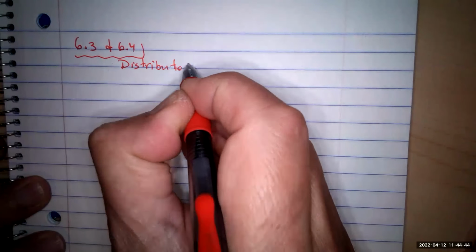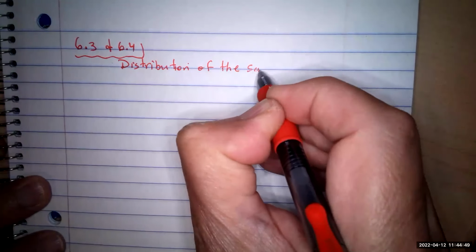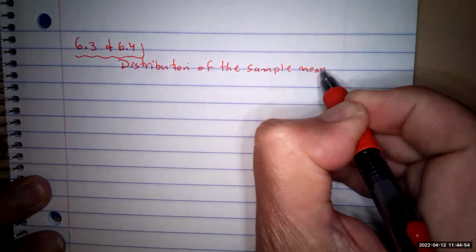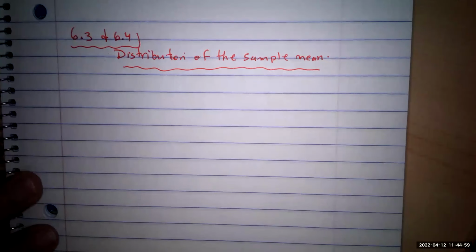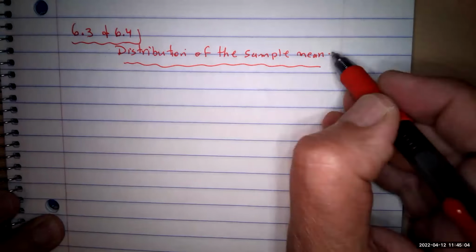The idea is what they call the distribution of a sample mean. We're going to introduce a new distribution, a new function if you like. The probability function is going to be the distribution of the sample mean, or means. There are different ways to express this one. The sampling distribution of sample means and the distribution of sample means are going to be the same thing.